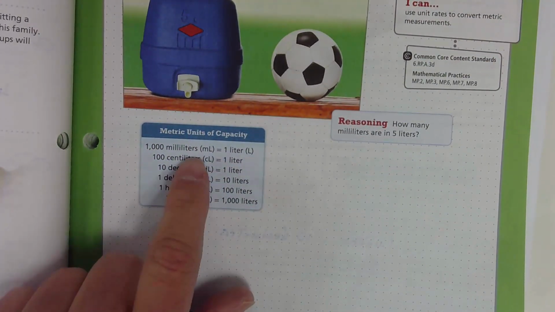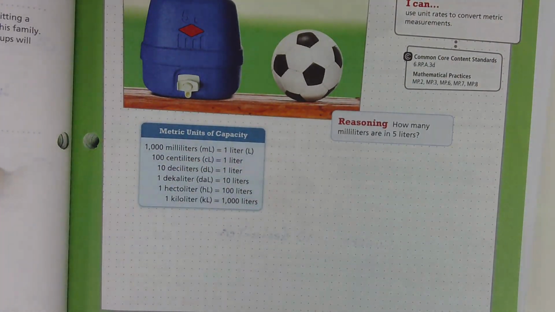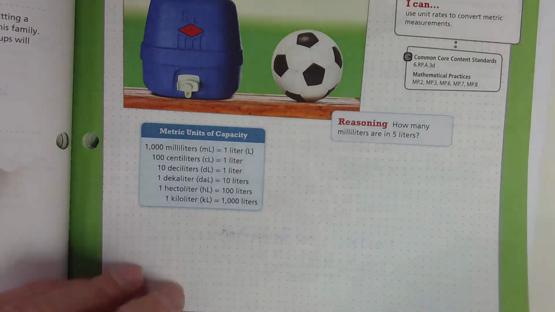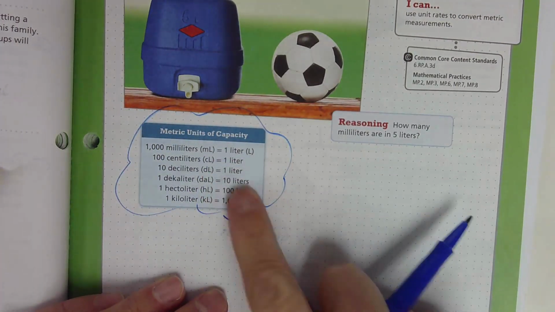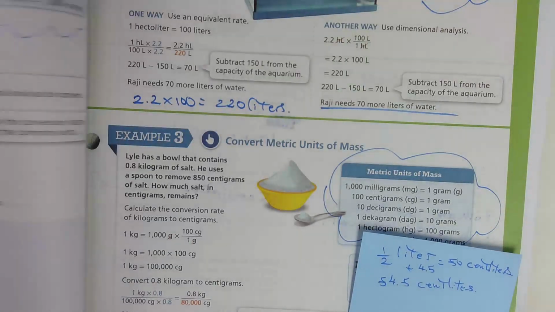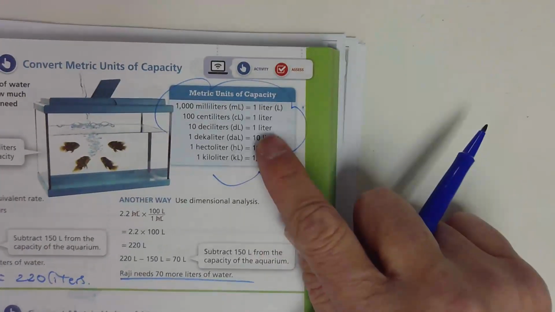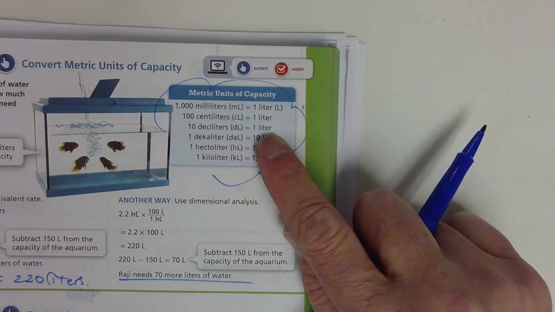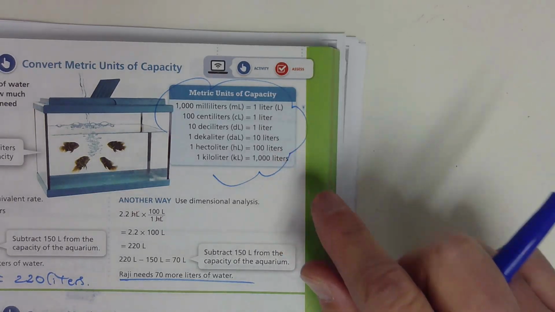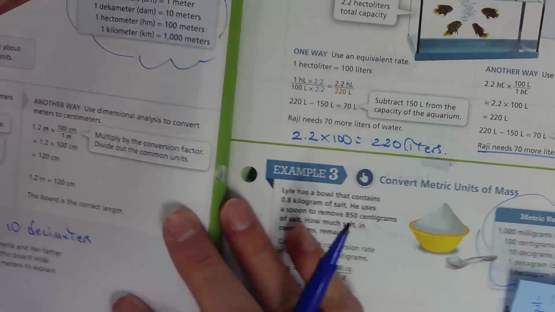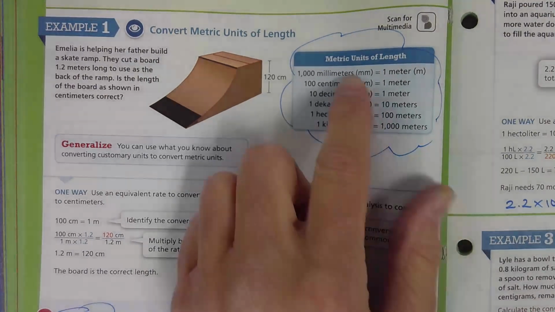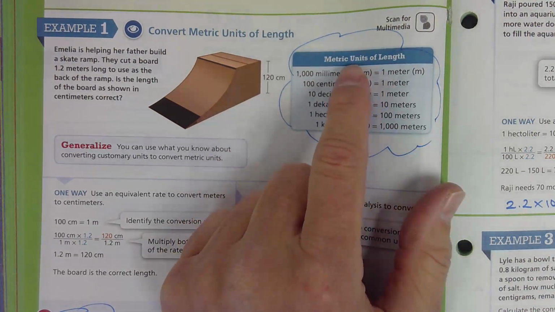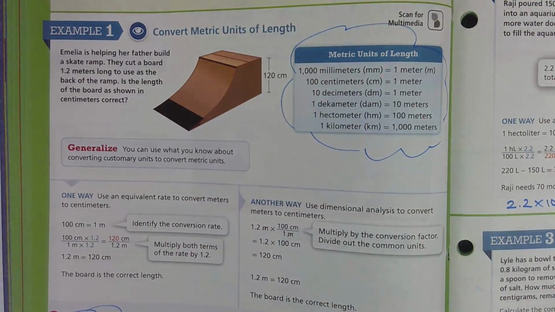So they have several little charts here. This is metric units of capacity. And I think they have another one right here on the top of page 323. So those are the same. But anyways, you guys will be referencing those as you work through this lesson. Here's one that you want to circle, metric units of length.